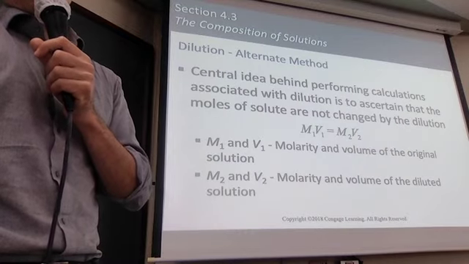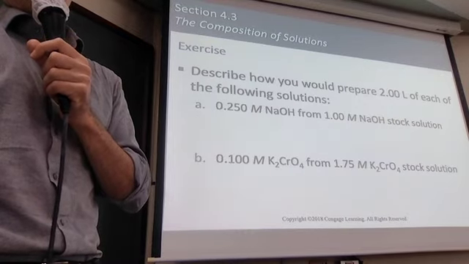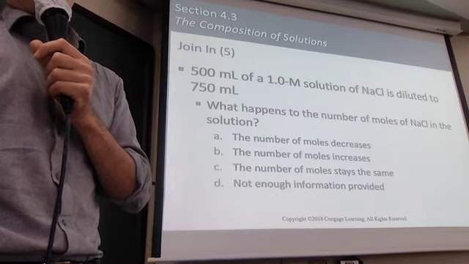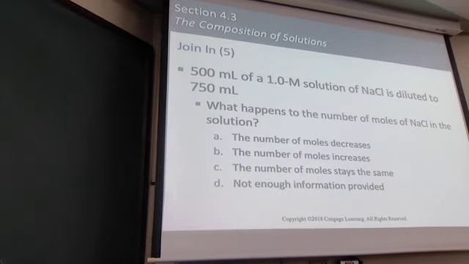Okay, so this is the equation which I just talked about. You can do more exercises again. So let's do a poll. 500 milliliter of a 1 molar solution of sodium chloride is diluted to 750 milliliter. What happens to the number of moles of sodium chloride in the solution? A, it decreases. B, it increases. C, it's the same. Or D, not enough information provided.